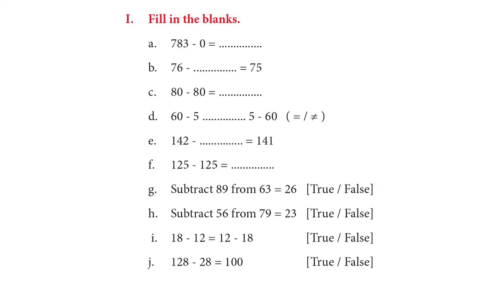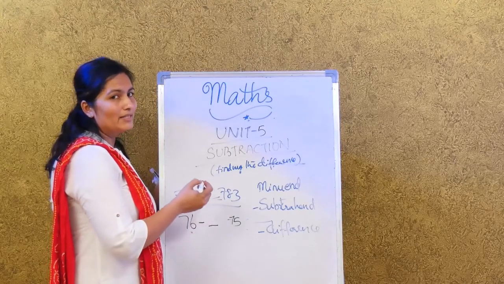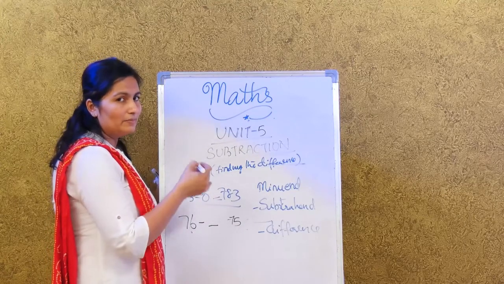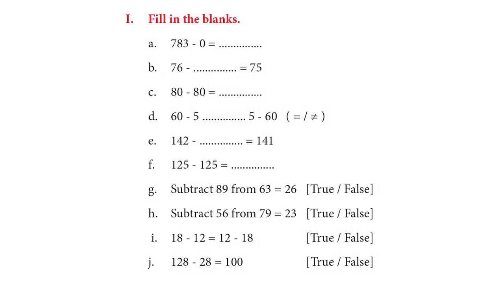The next one is 76 minus dash is equal to 75. We learned the property. Anything minus 1, you will get the previous number or the predecessor. So the answer would be 1. So in a similar manner, try the rest of the sums. 80 minus 80, again we learned the property: anything minus the same number is 0.